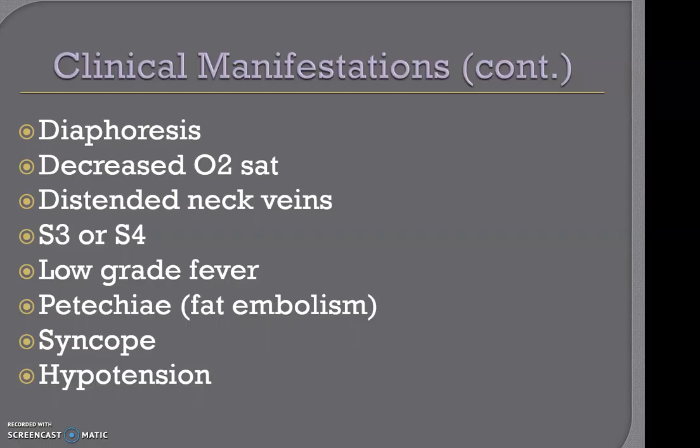They'll be diaphoretic from the increased work of breathing, have, of course, decreased O2 sats. That's why I put it so far down the list, because that's a given. Distended neck veins, just like in cardiac tamponade, they can have JVD. They'll develop an extra heart sound, either S3 or S4, which would indicate heart failure, a low-grade fever from the inflammatory process that's initiated. If they have a fat embolism, they might develop petechiae across their chest and axilla, syncope, and hypotension.